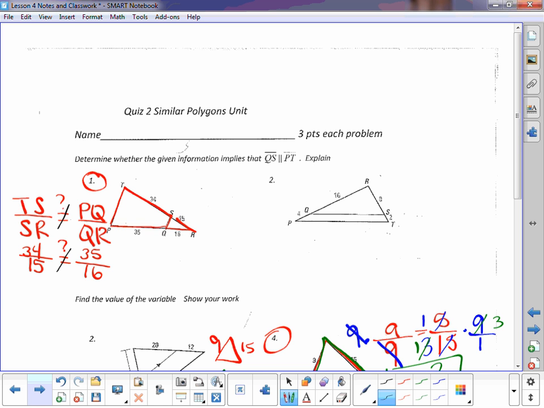So my sides here are not proportional. If my sides are not proportional, they cannot be parallel. So I need my sides to be proportional in order to be parallel. So determine if they are parallel. Nope.